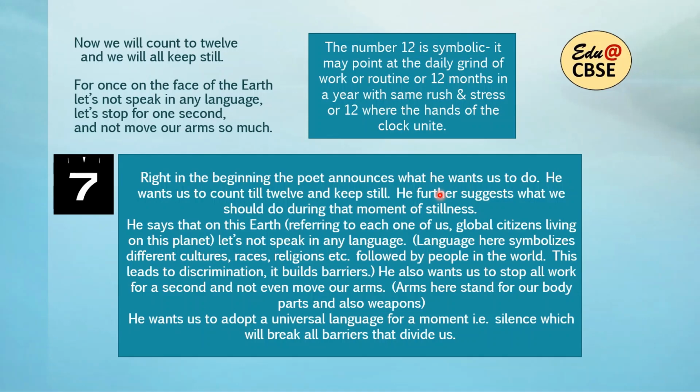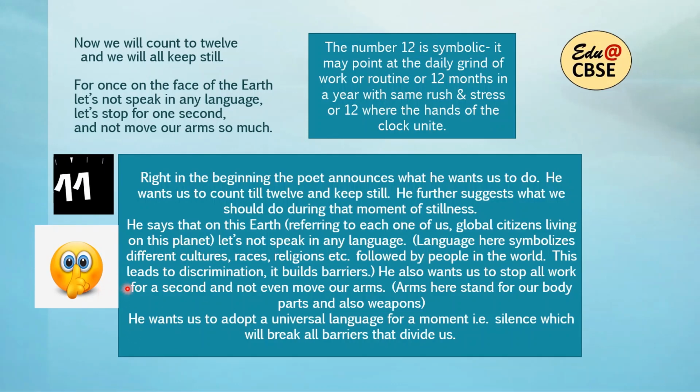There is no background as to why I am asking you to count to 12. So straight away, the poet is saying that do this. So count to 12, and after counting to 12, what we have to do? You have to be still. So he wants us to count till 12 and keep still. He further suggests what we should be doing during that moment of stillness.